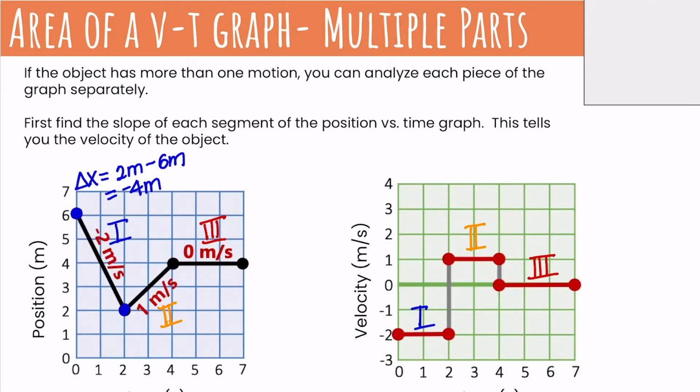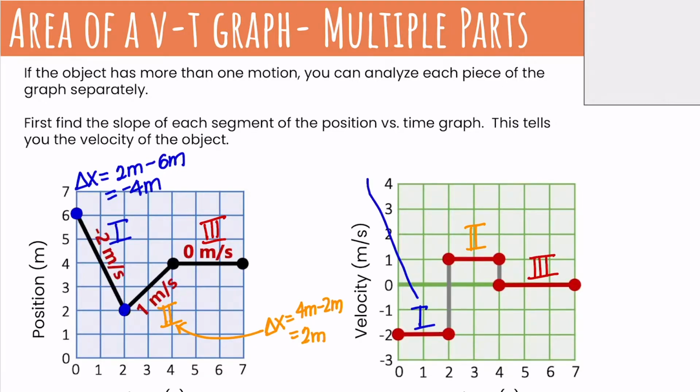And then our second segment, we're going to take a look at the displacement, starting with its final position of 4 meters and its initial position of 2 meters. It's going to give us 4 minus 2, which is 2. And let's go ahead and see if it matches up on the other side.